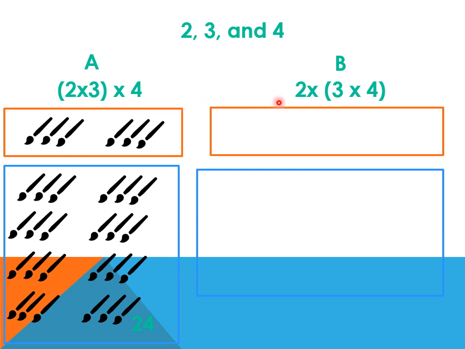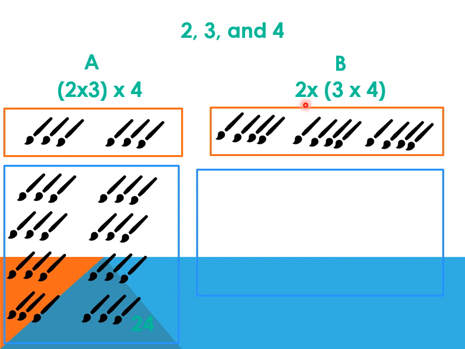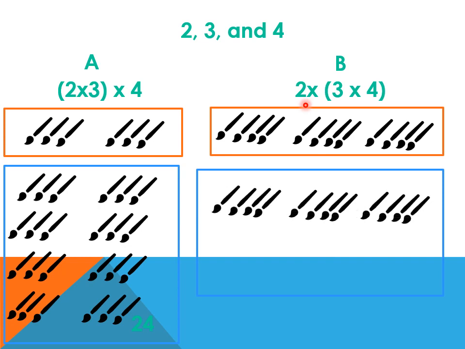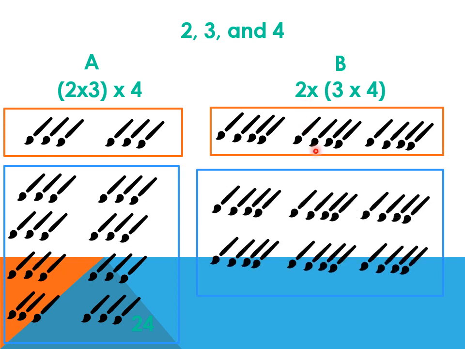Let's move to our second equation. This time, let's multiply 3 and 4 first before we multiply to 2. There are 3 groups of 4 brushes. Then we multiply 12 by 2. The product is also 24.